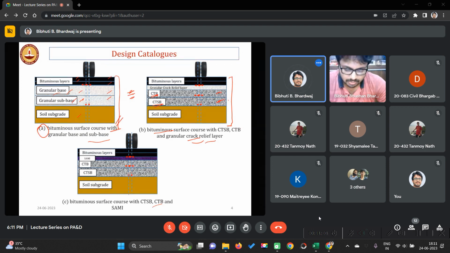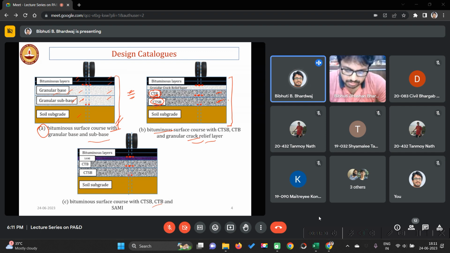No? You use a stabilizer, right? You stabilize. So what kind of stabilization can be done? Lime stabilization, then cement stabilization. So it's basically cement treated base. This is cement treated sub base.